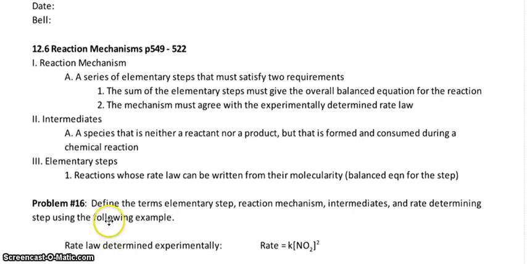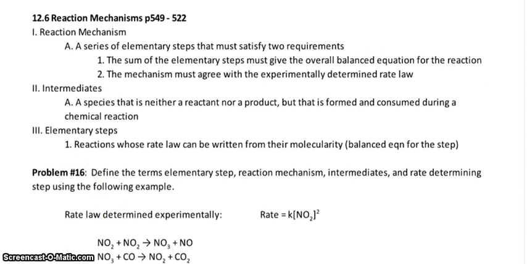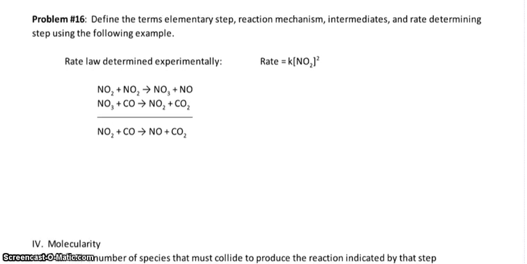So here's problem number 16. It says define the terms elementary step, reaction mechanism, intermediates, and rate determining step using the following example. The rate law is first determined to be rate equals a constant times nitrogen dioxide to the second order. And here are a couple of steps that someone proposed. This is what we think is going on here. And underneath the line is the proposed balanced equation. We think this is what's happening to make nitrogen dioxide and carbon monoxide yield nitrogen monoxide and carbon dioxide.